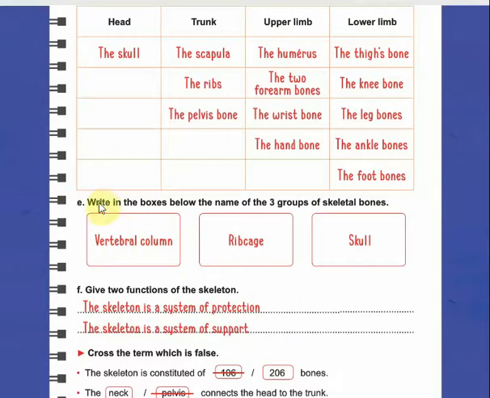You should also remember that these 3 groups of skeletal bones protect delicate parts in our body. Let's start with the skull. The skull protects the brain. The rib cage protects the lungs and the heart. And the vertebral column protects the spinal cord.